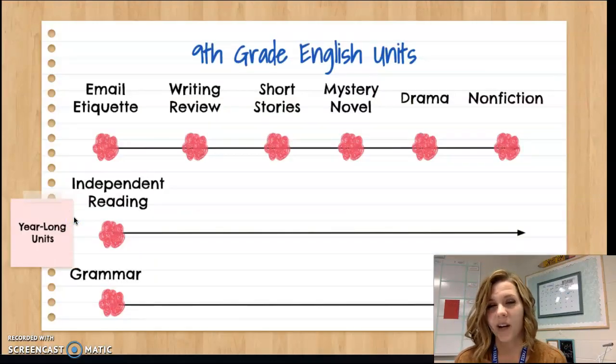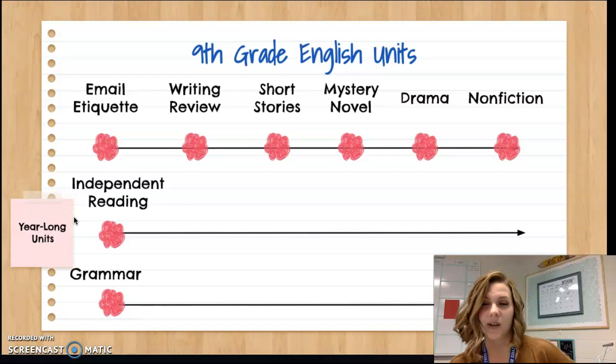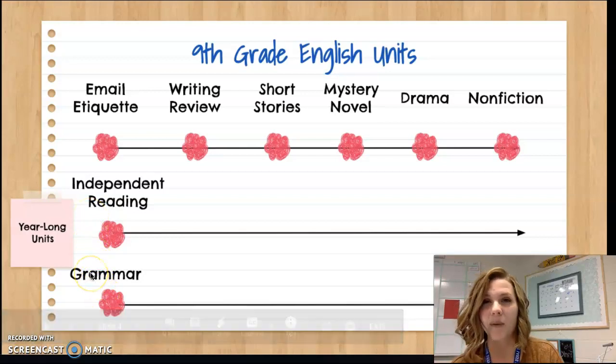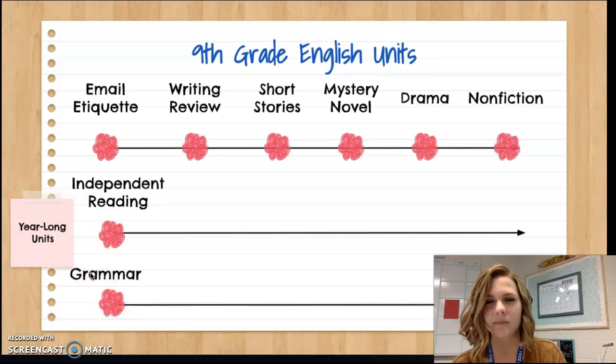For our school year, I wanted to show you the different units that we'll be covering just so you have an idea of what to prepare for. As you can see from this little chart, there are some units that are year-long. For instance, we're going to be doing our independent reading unit all year. We're also going to be covering grammar for the rest of the year as well.